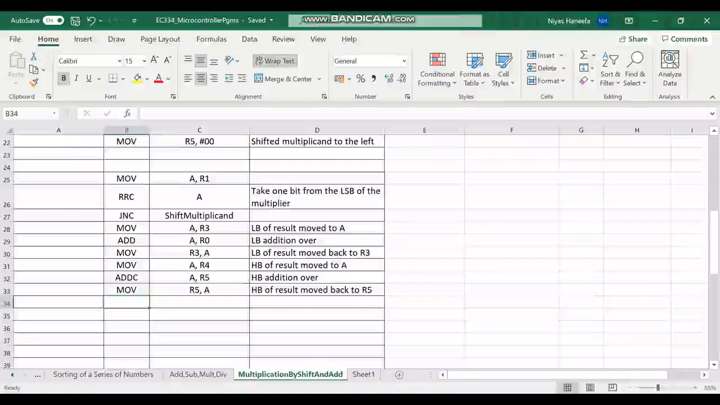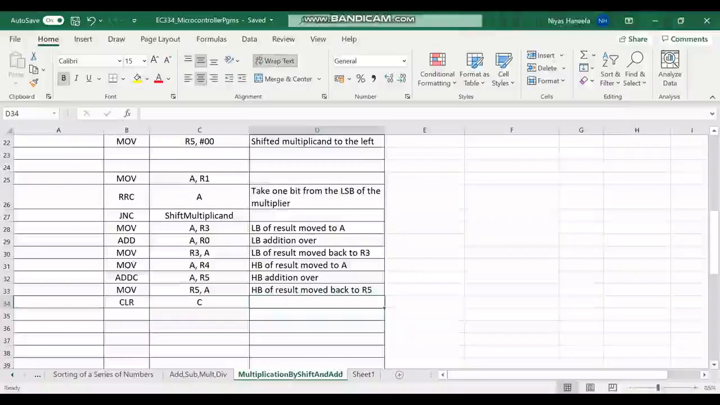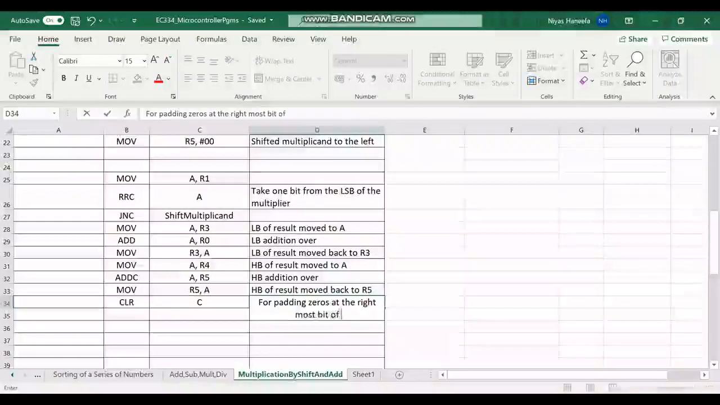Now the shifting part is there. We have to shift the multiplicand one bit to the left. The instruction we have to use is either RL or RLC. But when we were doing that shifting, we saw that zeros were padded to the right of the multiplicand. In the case of RL, the leftmost bit will come to the rightmost bit. So you have to clear the carry flag for padding zeros at the rightmost bit of the multiplicand.